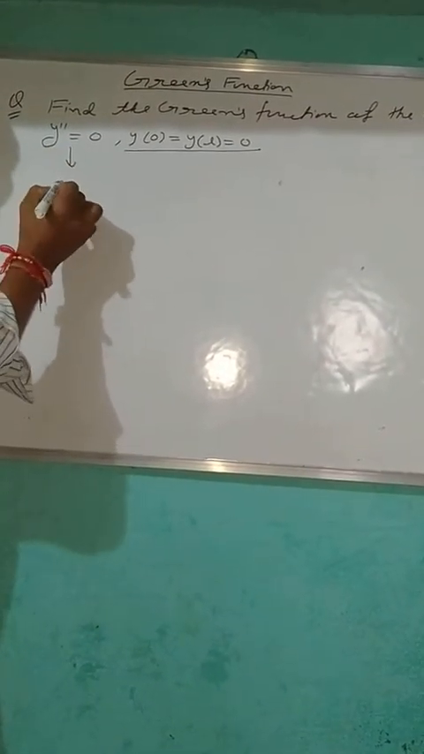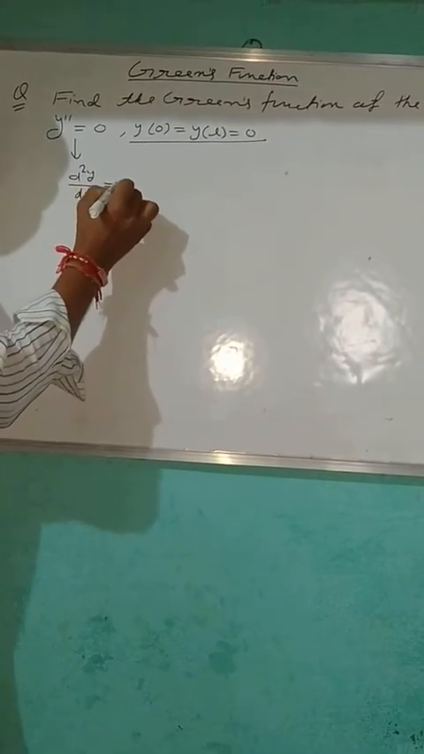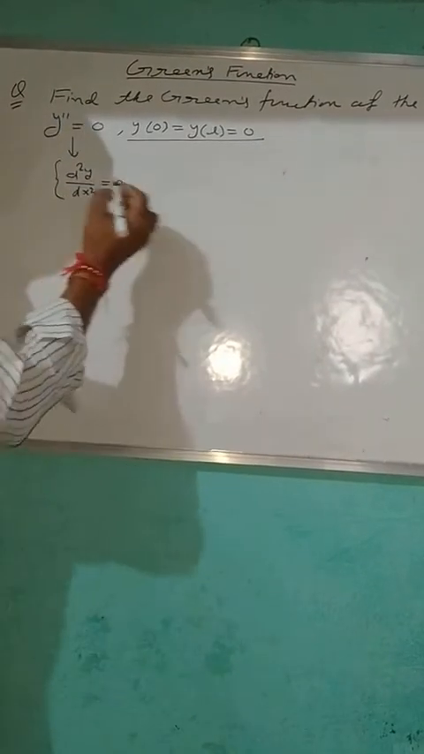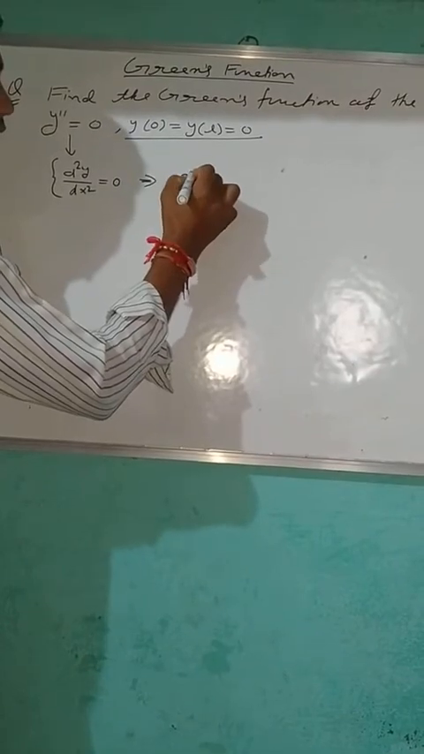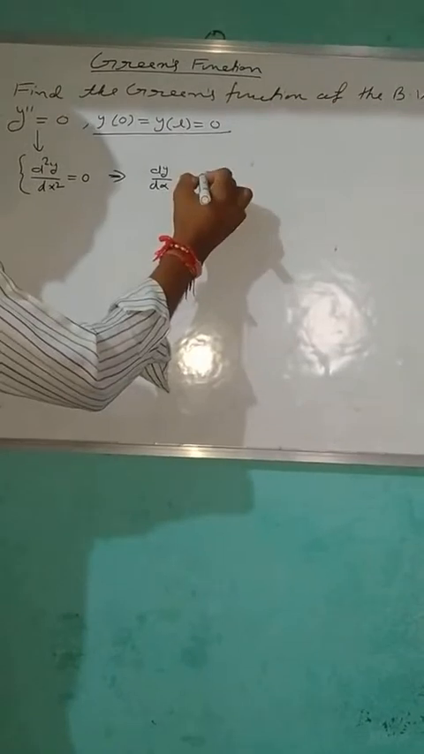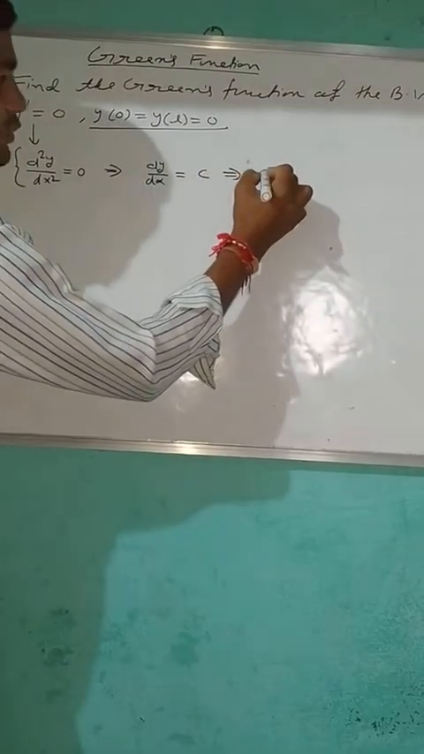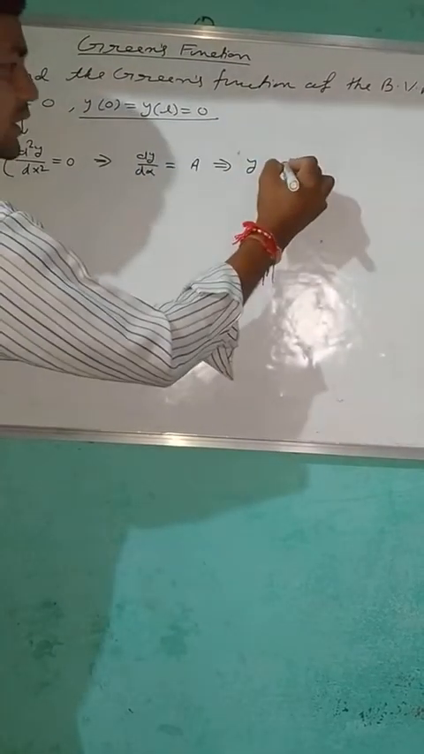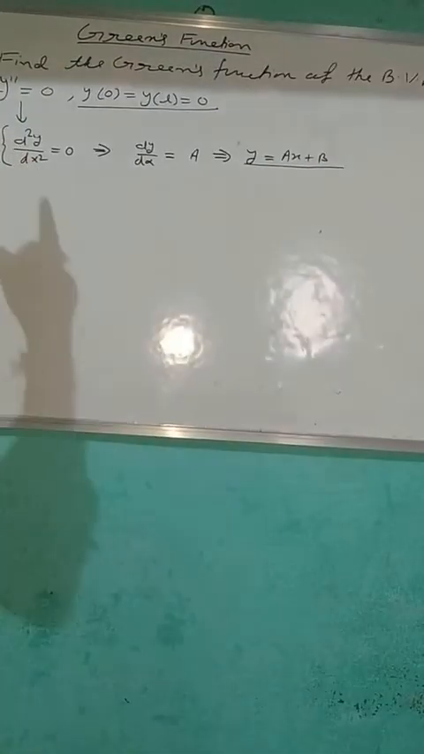This is d²y/dx² = 0. This is a differential equation of second order and first degree. And the solution of this differential equation: dy/dx, when we integrate both sides, is equal to a constant. After solving this, y equals, supposing this constant is a, ax + b. This is the solution of this differential equation.